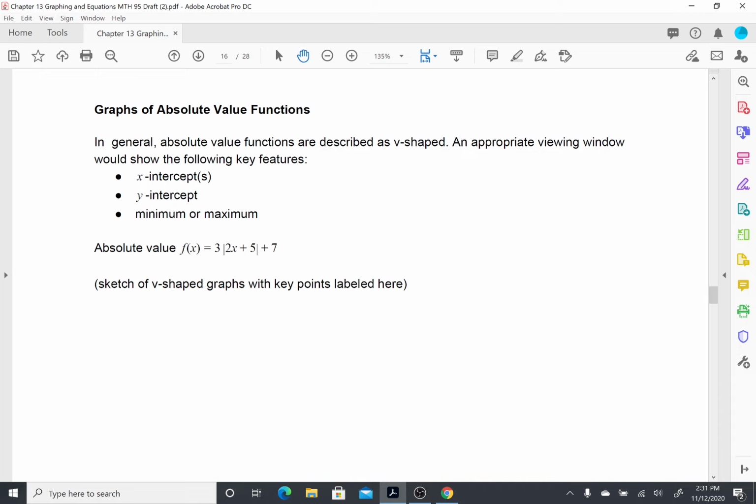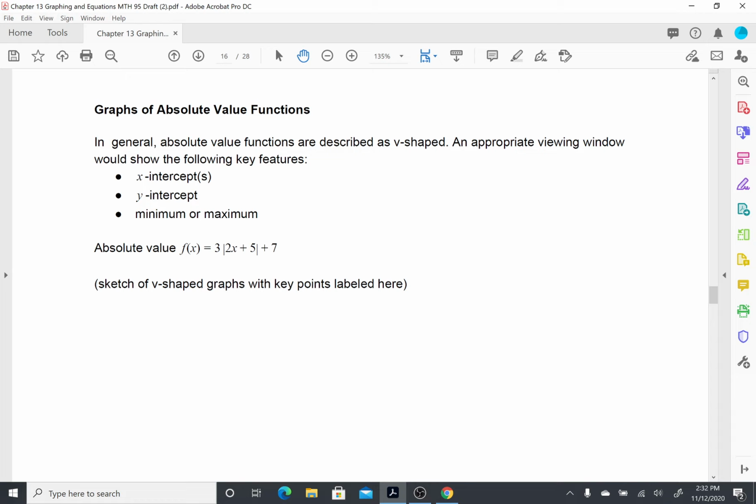Graphs of absolute value functions. In general, absolute value functions are described as V-shaped. What we're going to do is find an appropriate viewing window that would show the key features, which are x-intercepts if they exist, a y-intercept, a minimum or a maximum value.